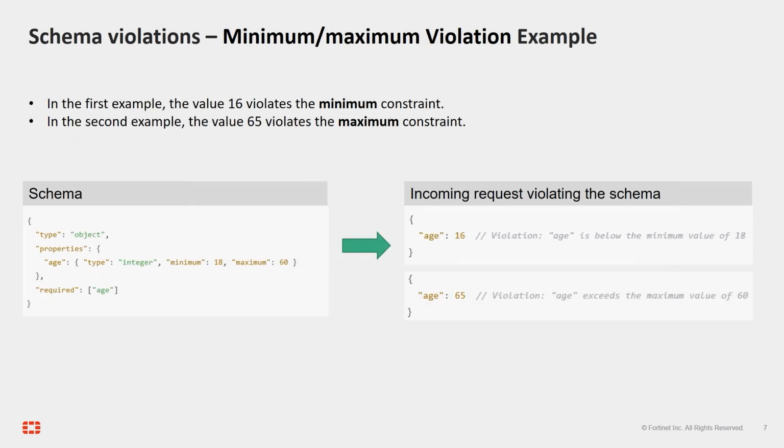Next, we have here an example of a minimum or maximum violation. In this case, the value 16 violates the minimum constraint, while the value 65 exceeds the maximum constraint. FortiWeb detects these violations to ensure API data stays within the defined limits.